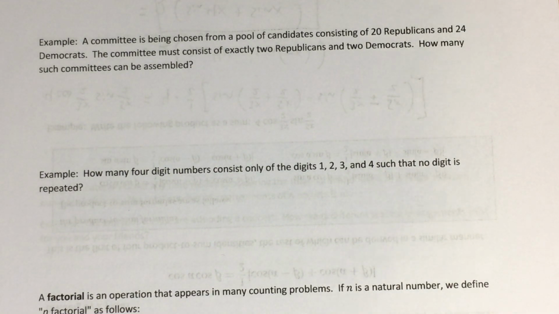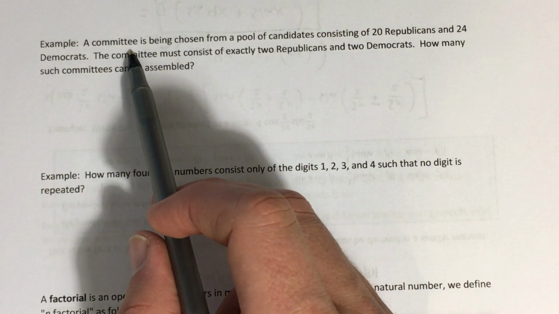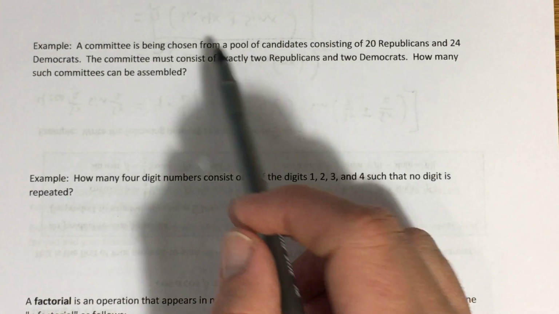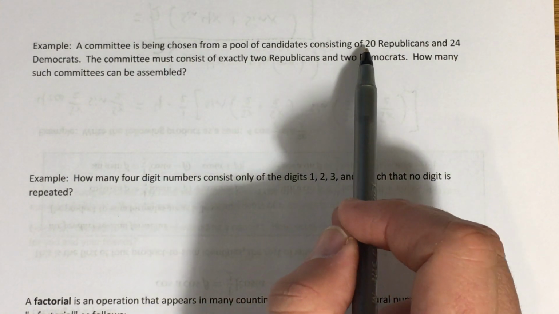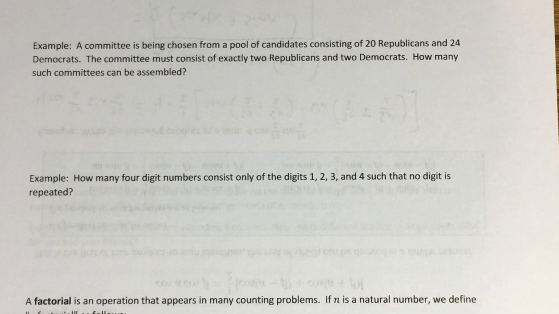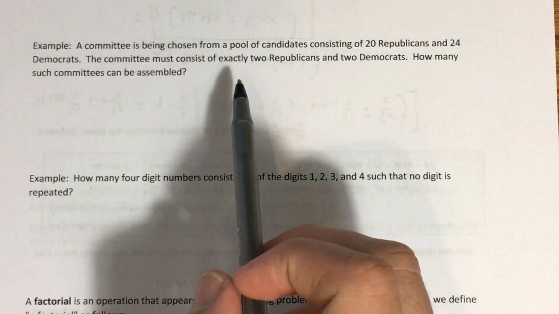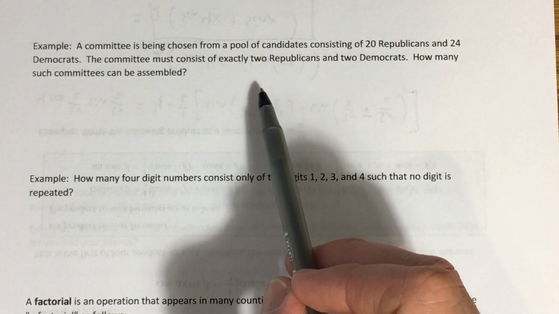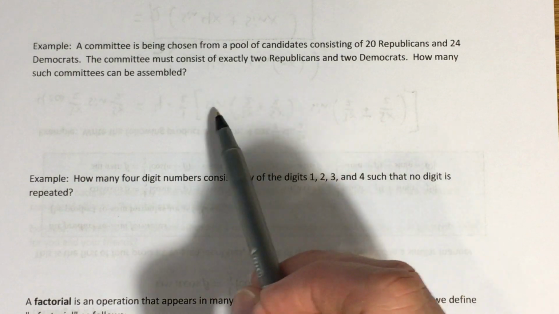Another example, making a committee. So we, just like before, we want to build a committee, but we have more candidates to choose from, and we have more criteria to consider. So this time, we're going to build a committee. It's going to consist of 4 people, but chosen in a specific way. The pool of candidates that we have consists of 20 Republicans and 24 Democrats. And for whatever the purpose of this committee is, we want to have equal representation of both parties on this committee. So that means we want 2 Republicans and 2 Democrats to make up this committee. So the question is, how many such committees can be assembled?